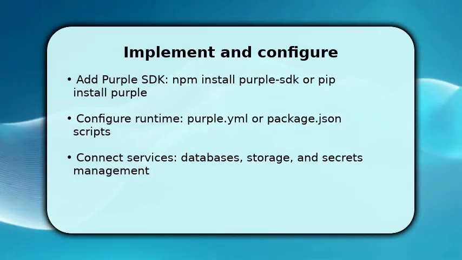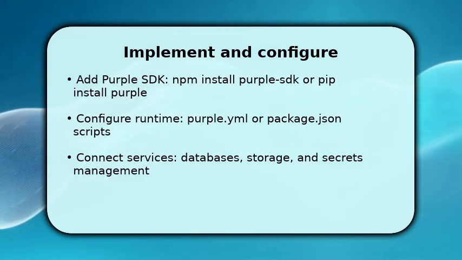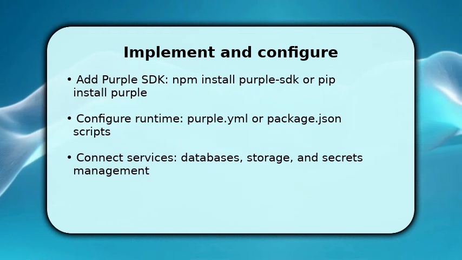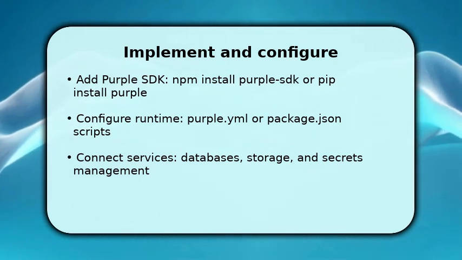Once configured, connect databases, object storage, and secrets via the Purple console or CLI, because those integrations enable persistent data and secure keys. After that, run Purple build locally, which validates configuration and surfaces errors before deploying.